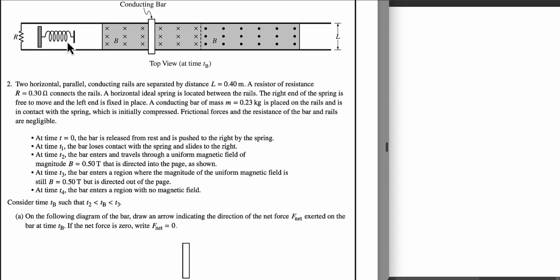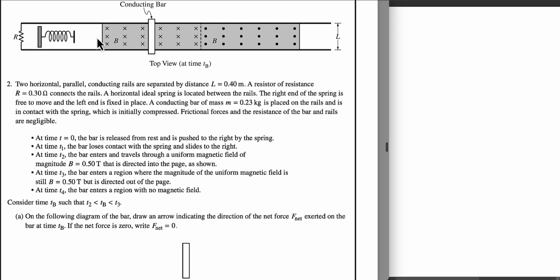So the bar will start from here with a compression of the spring. And when we release the bar, the spring will push the bar to the right side. And when the spring is at its original length, the bar and the spring will separate. However, because there's no friction force, the bar will continue to move with a constant velocity, entering the magnetic field here, starting here.